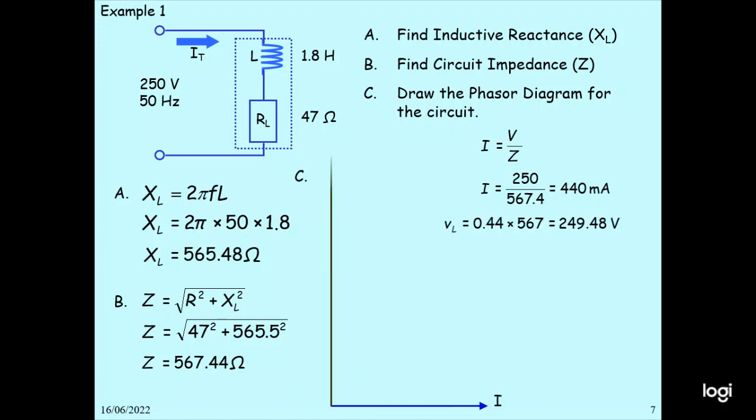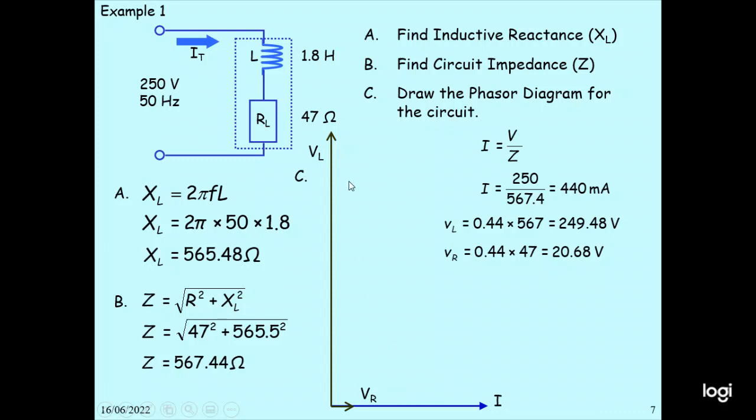VL equal to 0.44 by 567, so 249.48. Then we calculate the VR equal to 0.44 by 47. So this is the VL value we calculate, 0.44 by 567, 249.48. VR equal to 0.44 by 47, 20.68. So this is the VR value, VL value.